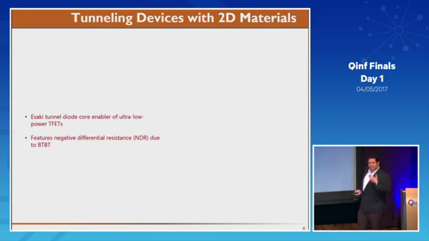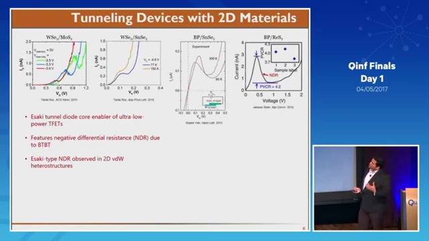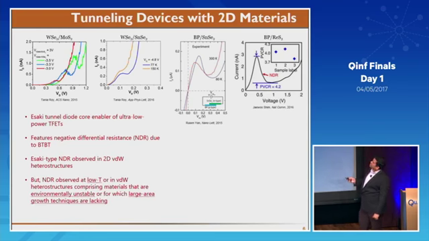So the Esaki tunnel diode is the main core enabler of our tunnel FETs, as mentioned by my friend. It features negative differential resistance, or NDR, and this happens due to the phenomenon of band-to-band tunneling. Many research groups have already shown this Esaki-type NDR in 2D van der Waals heterostructures, as shown above here. But the point to observe here is that the NDR which has been shown is either at low temperature like 77 Kelvin, or they have shown it with 2D materials which are not environmentally stable, like for example black phosphorus, or materials for which there are currently no large area growth techniques.